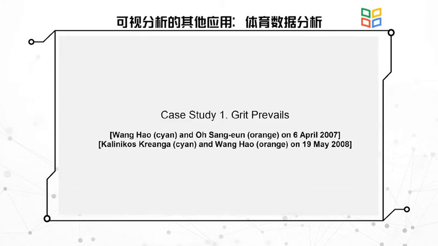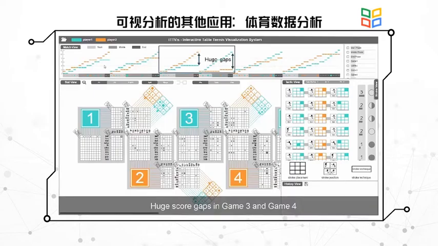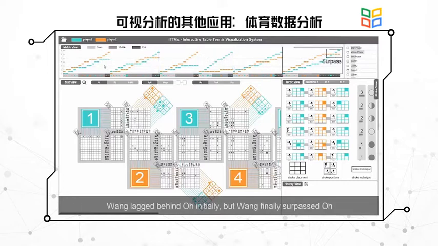Case study 1 uses the data of 2 matches. In the first match, we can see the huge score gaps in Game 3 and Game 4. 1 and 0 might not be in their best form in Game 3 and Game 4, respectively. In the last game, 1 lagged behind 0 initially, but 1 finally surpassed 0. 1's success was attributed to his perseverance and stress tolerance under the disadvantageous conditions.